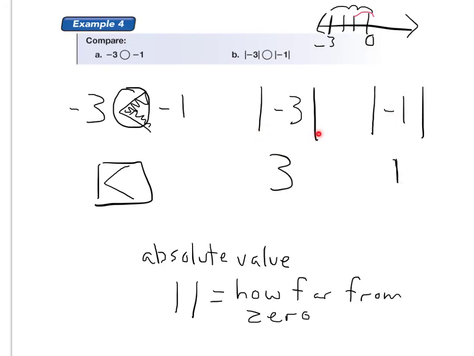The absolute value of a number is always positive. So now what I'm really comparing is positive 3 to positive 1. And I know that my alligator would want to eat that, because 3 is bigger than 1. And the absolute value of 3 is bigger than the absolute value of 1, because negative 3 is farther away from 0 than negative 1 is.